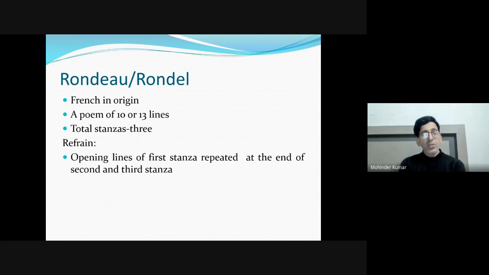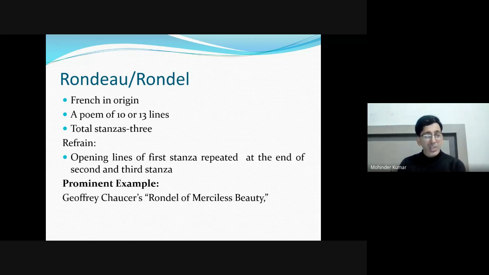रिफ्रेन. So what happens in rondel, कि opening lines of first stanza, फर्स्ट स्टेंजा की जो ओपनिंग लाइन्स होती हैं, वो रिपीट होती हैं कहां? At the end of second and third stanza, because 10 or 13 lines, they are adjusted in three stanzas, and the opening lines of first stanza, they are repeated at the end of second and third stanza. Iska prominent example hai Geoffrey Chaucer's Rondel of Merciless Beauty.